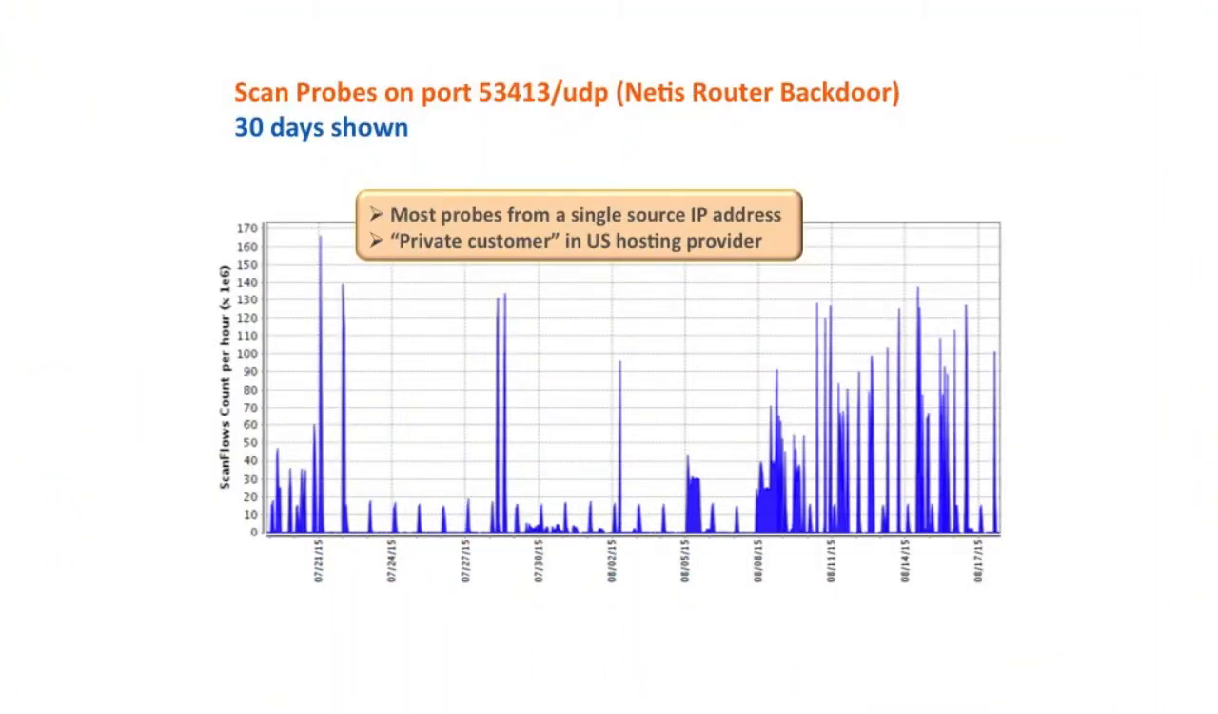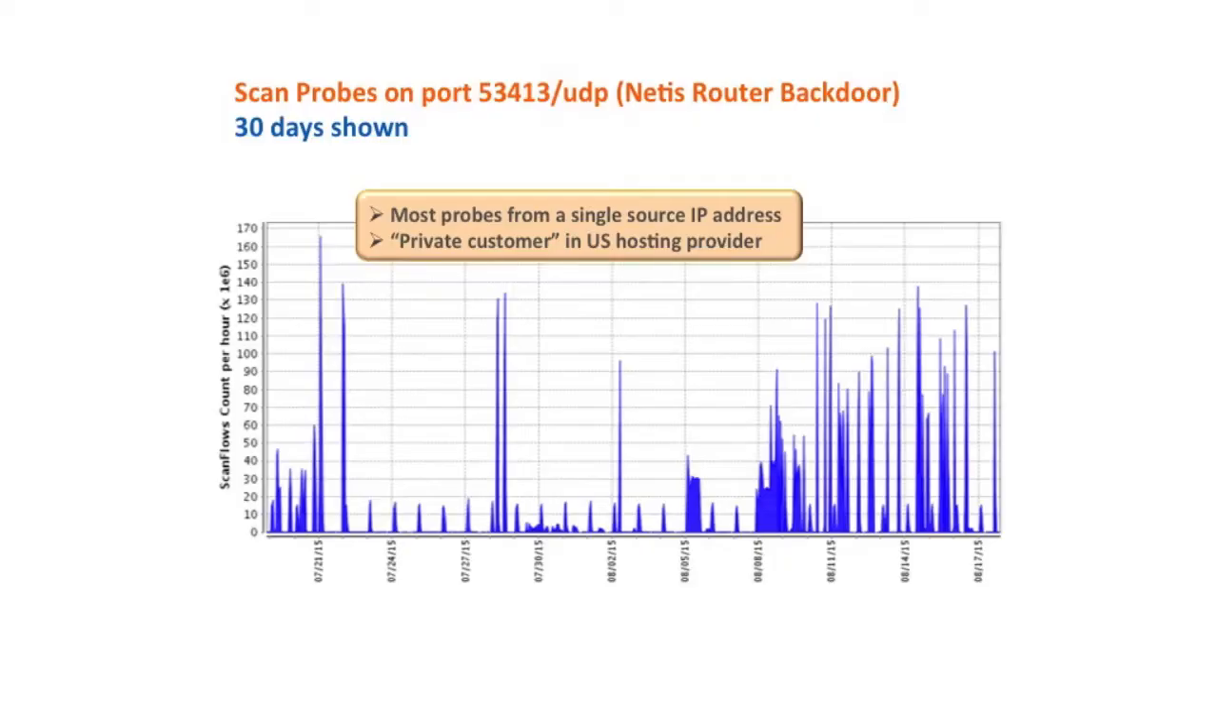All right, so let's take a look at the internet weather for the last week or so here, and this is going to look eerily like last week, but I have a few little twists to share with you. First of all, scan probes on port 53413 UDP. We talked about this last week. Again, this is associated with a backdoor in Netis routers. Netis is a brand associated with a Chinese-made home router, and it apparently has this backdoor in the system. There's some public disclosure of that on the internet. Somebody had made this discovery and published a paper on the topic.